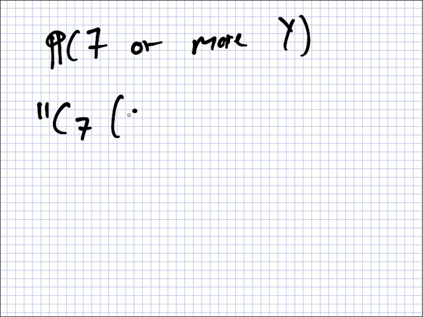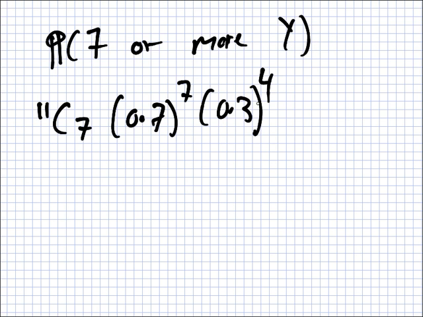11C7, 0.7 to the power 7, 0.3 to the power 4. That's 7 yeses, isn't it? 11 people voting, 7 yeses. But why is it 0.7? It says it in the question. Yeah, just put your probability.